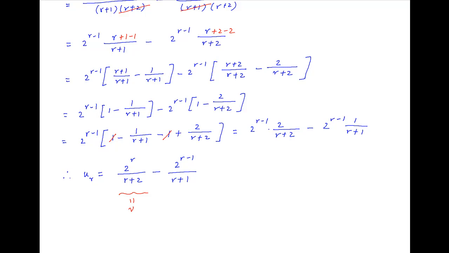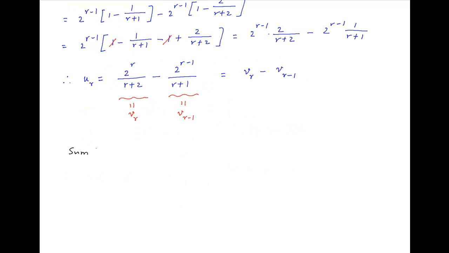Let's denote the first term by V_R. Notice that the second term is the same as V_R with R replaced by R-1, and is therefore equal to V_(R-1). Therefore, U_R can be expressed as V_R minus V_(R-1). Therefore, the sum of the given series to n terms, let's denote it by S_n, is equal to U_1 plus U_2 plus U_3 plus and so on, plus U_(n-1) plus U_n.